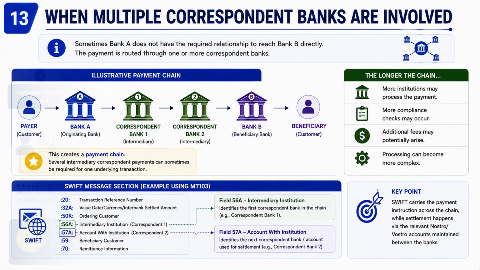When multiple correspondent banks are involved, sometimes Bank A does not have the required relationship to reach Bank B through a simpler route. In such cases, the payment may pass through more than one correspondent or intermediary institution. For example, the route could involve Bank A, Correspondent Bank 1, Correspondent Bank 2, and finally Bank B. As the payment chain becomes longer, more institutions may process the payment, additional compliance checks may occur, fees may potentially arise, and overall processing may become more complex.